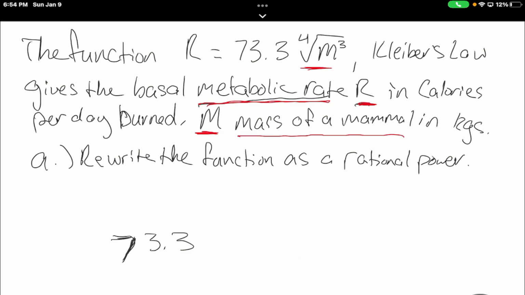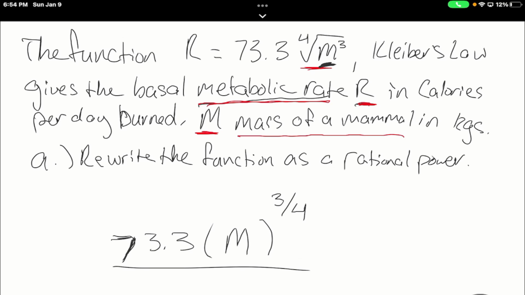Next, what I want to do is change this fourth root of m to the third into a rational form. How do we do that again? I take what's inside the radicand. Okay, m is the radicand. I take that, I put it inside my parentheses. Now the power of the radicand goes on top. So 3 goes on top, 4 goes on the bottom. And we see that this is an equivalent expression, but it's just in a different form.